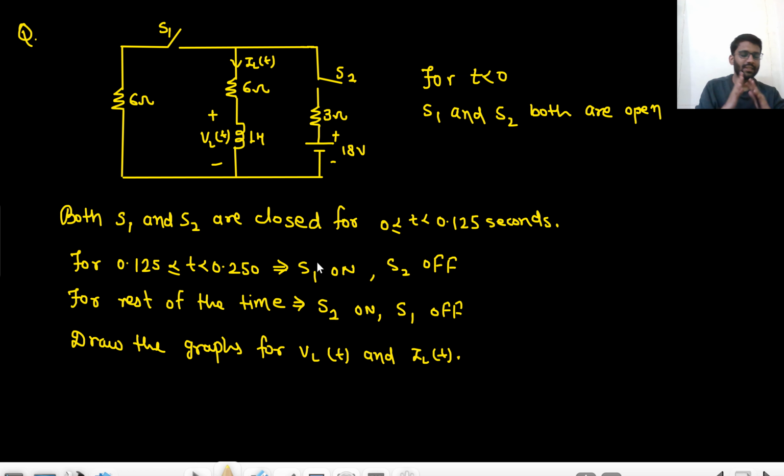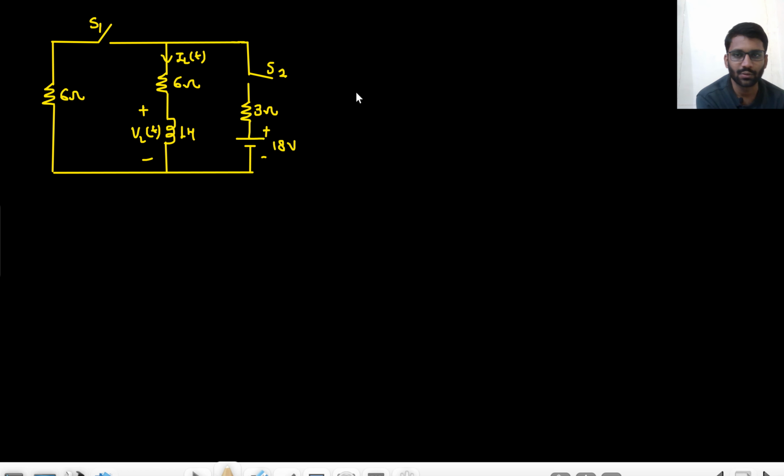When both were open, there was nothing happening in the circuit, right? Because this was one branch, this was one branch, and this was one branch, and no branch was connected, so nothing was happening for t less than 0. Now for t greater than 0, something will start happening, right? So this is the circuit I have copied. For t from 0 to 0.125 second, both switches are closed, right?